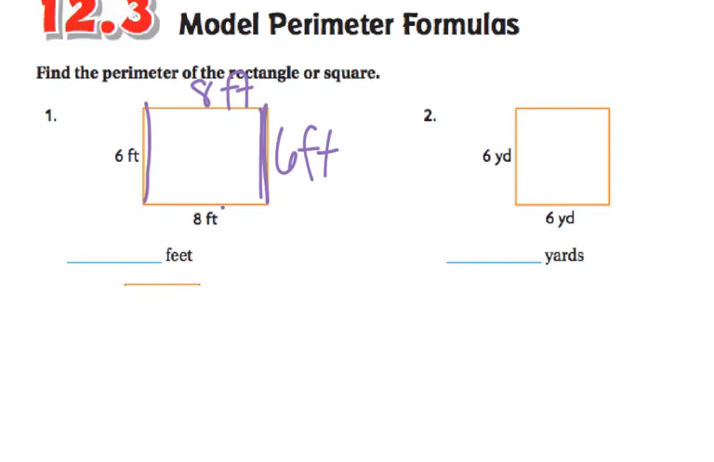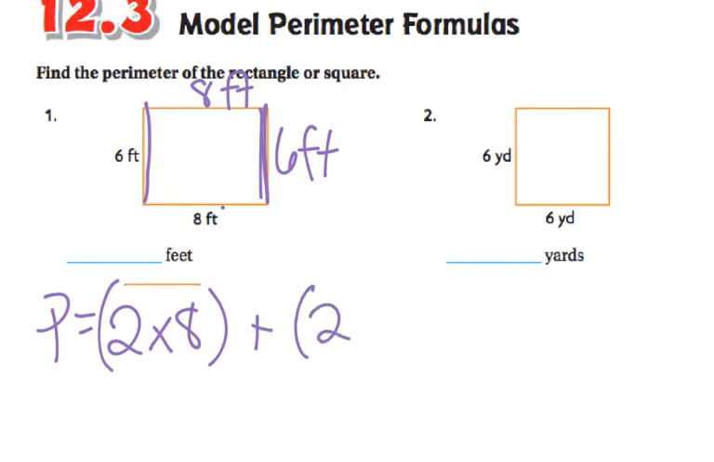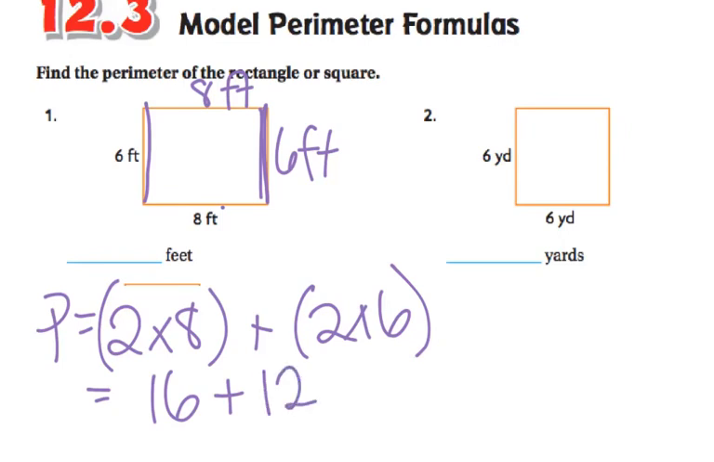you're not just going to add 8 plus 6. You're looking at perimeter equals 2 times 8 plus 2 times 6 because you have 2 6s and 2 8s. Okay, so we think about that, and that 2 times 8 would be 16, and we're adding that to 2 times 6, which would be 12, and then 16 plus 12 would simply equal 28. So our answer would be 28 feet.